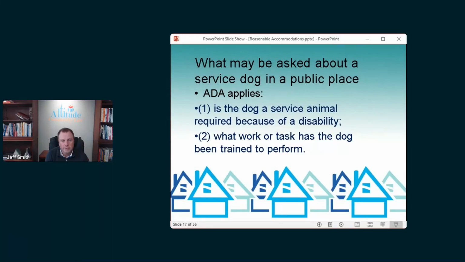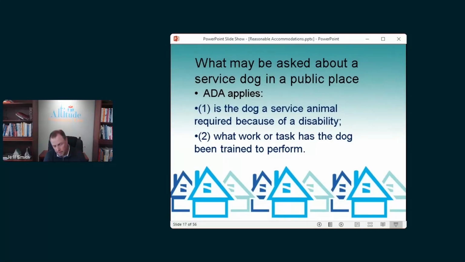All right, what can be asked about a service dog in a public place? So service dogs in a public place, this is where the ADA would apply. One, is the dog a service animal? Is this a service animal required because of a disability? And what work or tasks has the dog been trained to perform? So different than an emotional support animal, a service dog, and service animals can only be dogs or miniature ponies. A service dog is trained for a specific task. So maybe it's to warn me of an oncoming seizure, maybe it's to get medicine if something's going wrong, something along those lines. So these animals are specifically trained. They're trained for a task, and we can ask for verification to make sure that that is what is taking place to allow it.